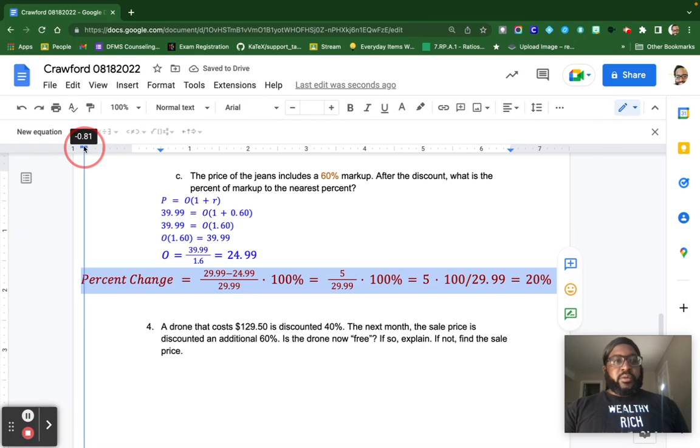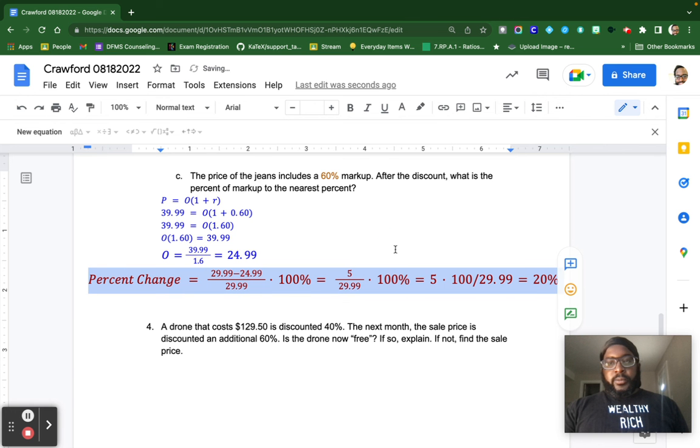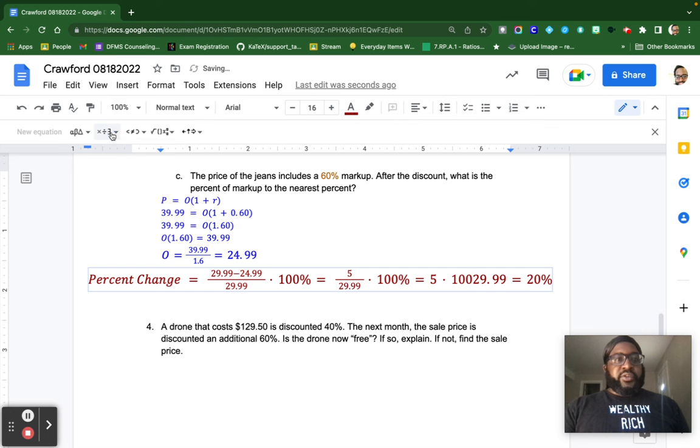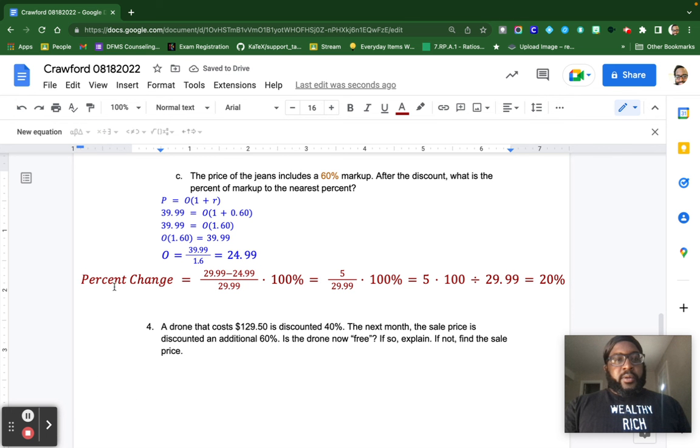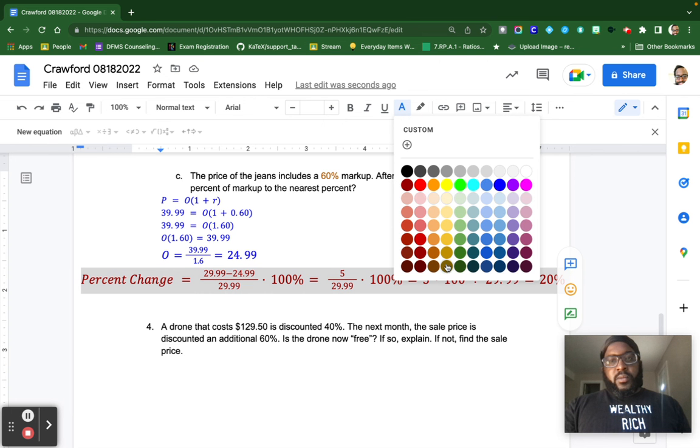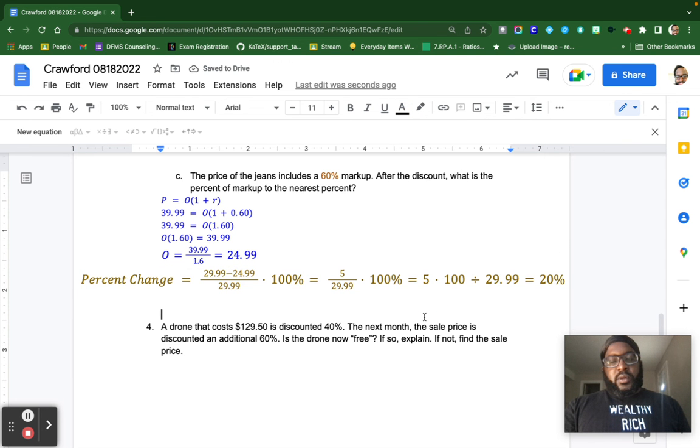There you go. Doing some formatting. And let me take this out and put a regular division symbol to show you how it would look like in the calculator. The good thing is you don't have to do this when you're solving. I'm just showing you how it would look like in the calculator in order to teach you what to do. There you go. It's about 20%, and that's how you do number three.